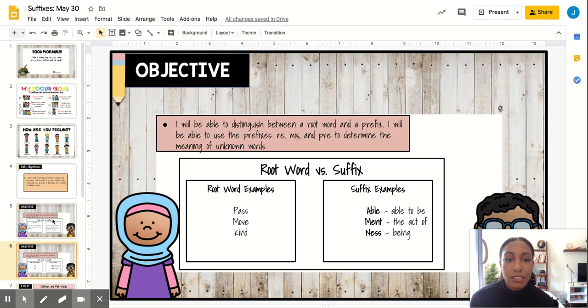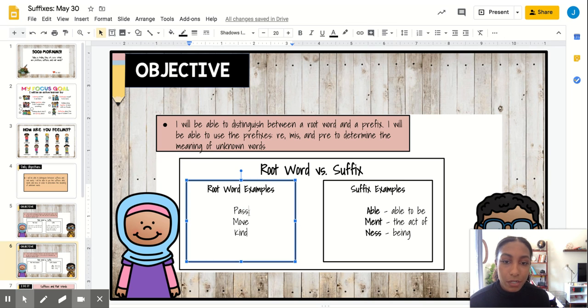All right, so let's look at our suffixes for today. We have able, which means able to be, ment, which means the act of, and ness, which means being. Now that doesn't mean a lot to us right now, but let's look at our examples and see how our words change. Pass is when you walk past something, like when you move beyond something. So passable. I just added my suffix able, and our word is passable. That means that you are able to pass.